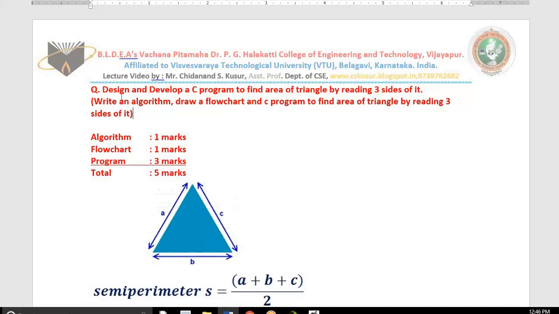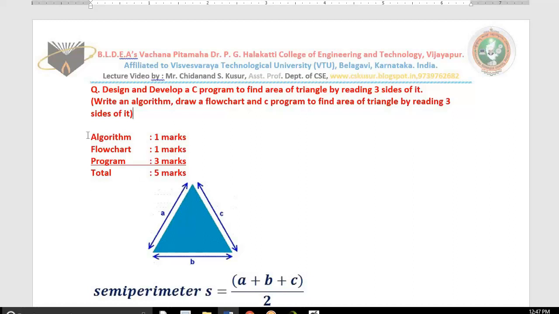If the question is like this, design and develop a C program, I request you to write an algorithm, I request you to draw a flowchart, then write the C program to find the area of triangle by reading three sides of it. If you write an algorithm correctly, you get 1 mark. If you draw the flowchart for it, you get 1 mark. If you write the program correctly, 3 marks. Totally, you may get 5 marks.